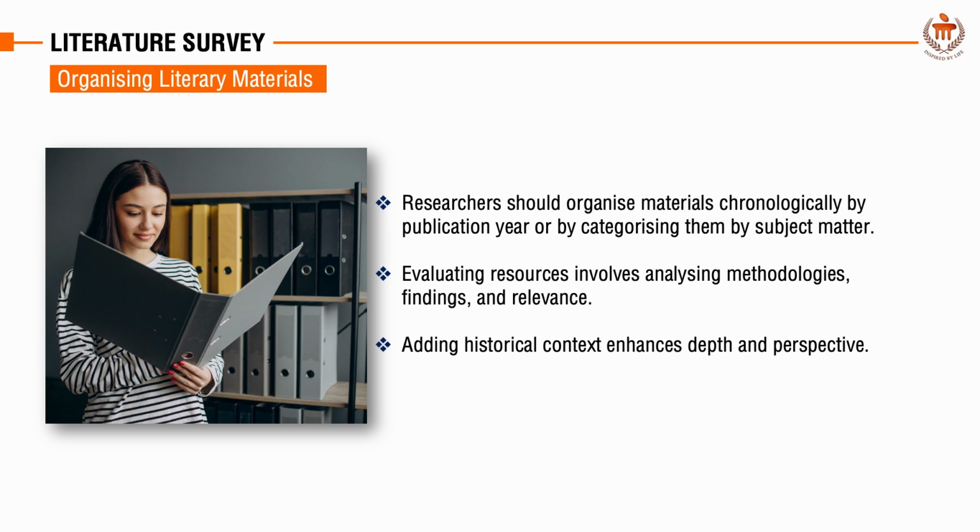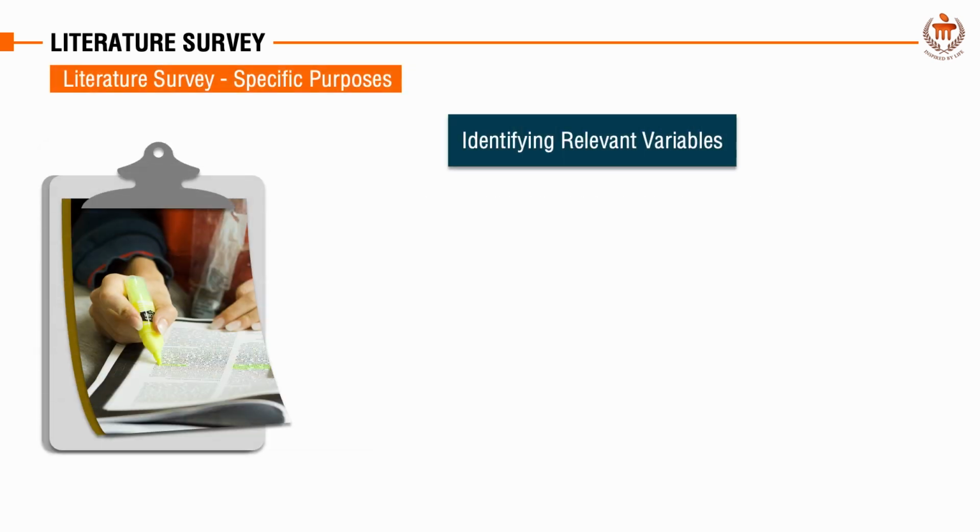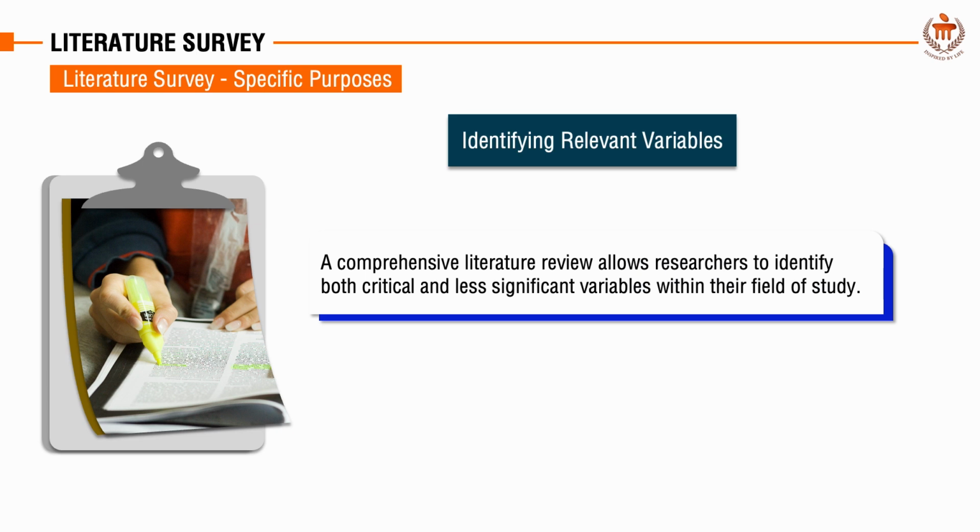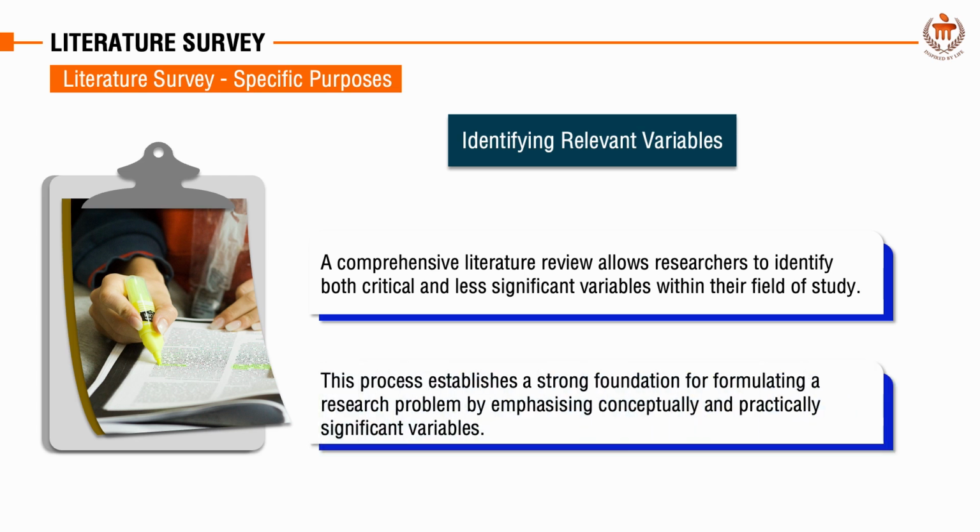Let us now look at the specific purposes of a literature review. These are integral to the research process. The first is identifying relevant variables. A comprehensive literature review allows researchers to identify both critical and less significant variables within their field of study. This process helps them select variables that align with their research interests and objectives, define and operationalize them effectively, and prioritize those that hold conceptual and practical importance. Ultimately, a well-conducted literature review establishes a strong foundation for formulating a research problem by emphasizing key variables.